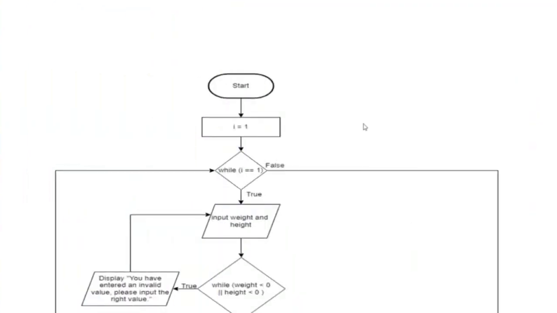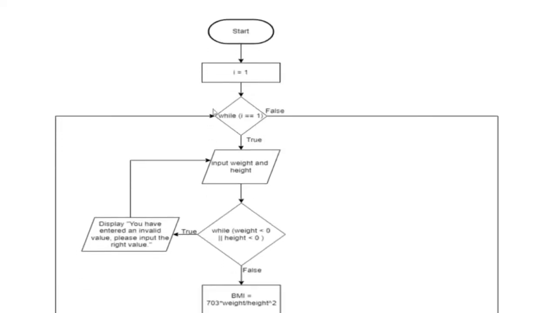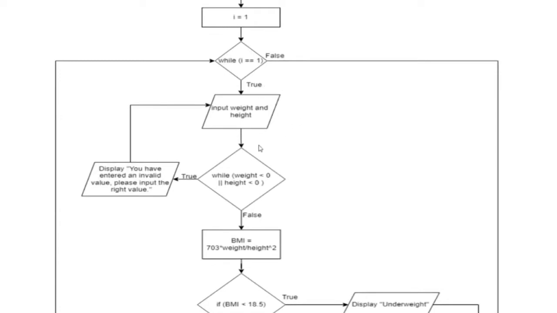When the program starts running, the program declares the variable I equal to 1. After that, it will enter the while loop. While I is equal to 1, the program will ask the user to input their weight and height.